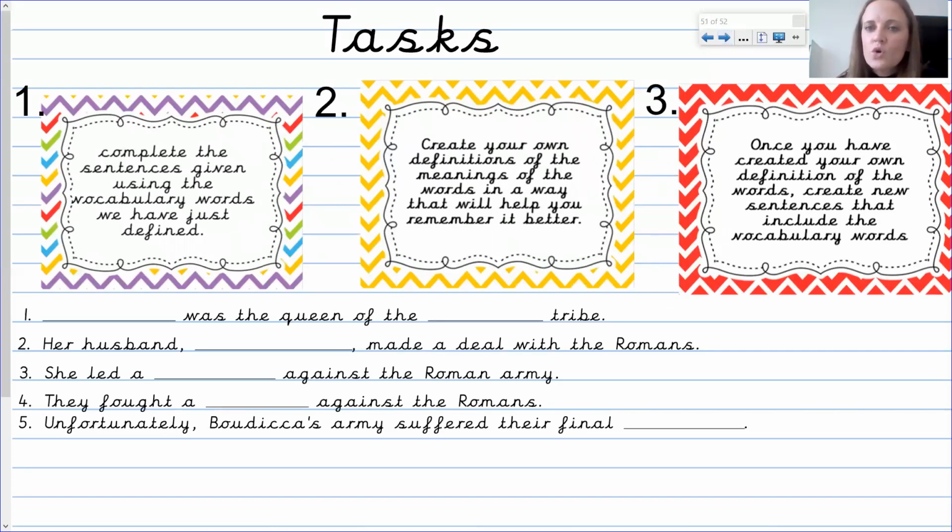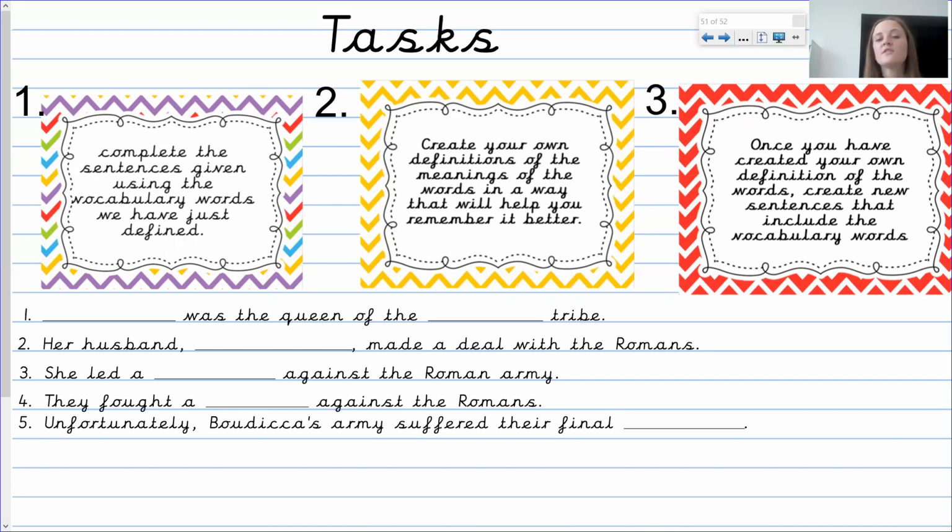So your 3 tasks today are as follows. First one, complete the sentences given below. So there are 5 sentences underneath there, using the vocabulary words we have just defined. So something was the queen of the something tribe. Her husband, something, made a deal with the Romans. She led a something against the Roman army. They fought a something against the Romans. Unfortunately, Boudica's army suffered their final something. So finish those 5 sentences.